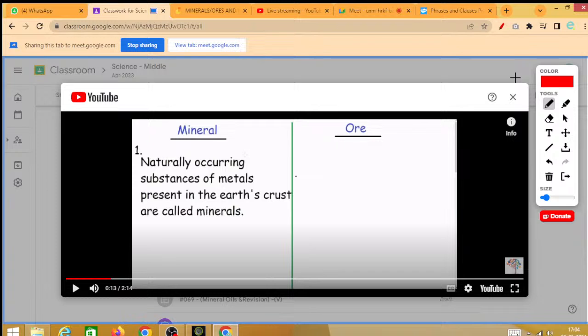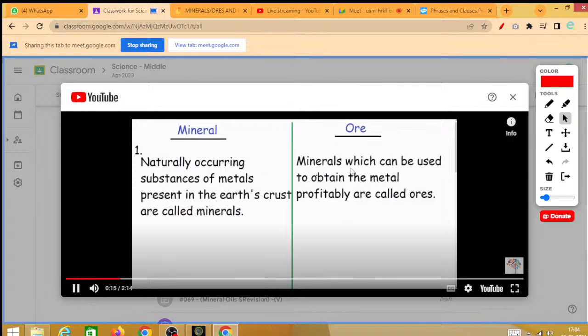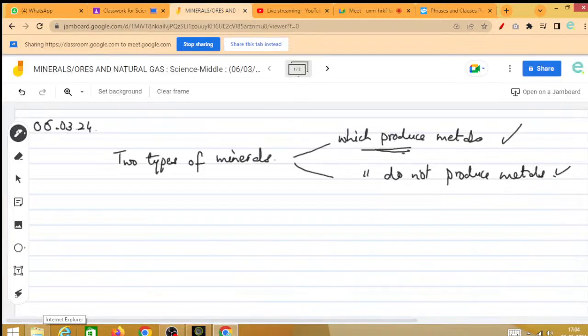So first we understood what minerals are: naturally occurring substances of metals present on the Earth's crust. So Earth's crust is all those rocks. Everything that is present on the rocks is a mineral. So mineral is a substance. And for ores, minerals which can be used to obtain the metal profitably are called ores. Okay, so what is happening now? If we really look at this, which produce metals profitably.